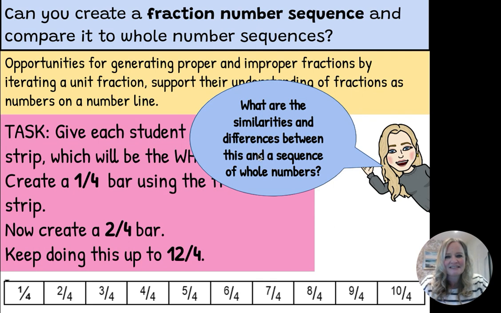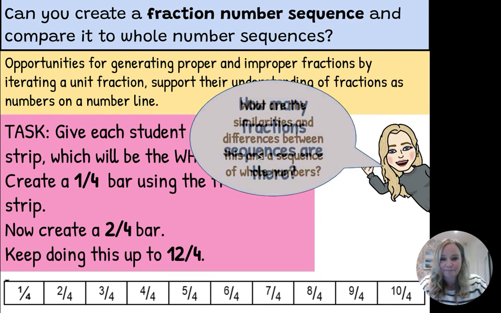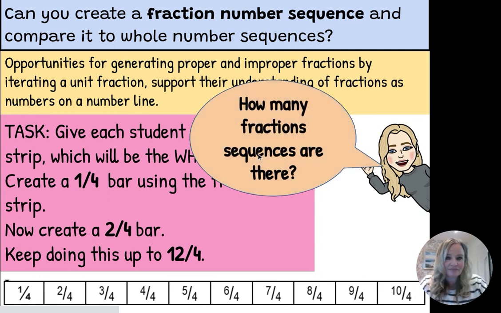What are the similarities and differences between this and a sequence of whole numbers? It's a really good question to ask children. As adults, that's a difficult question to answer. They will actually see more links in that than often we do, because we don't tend to see fractions as something you can order. How many fraction sequences are there?